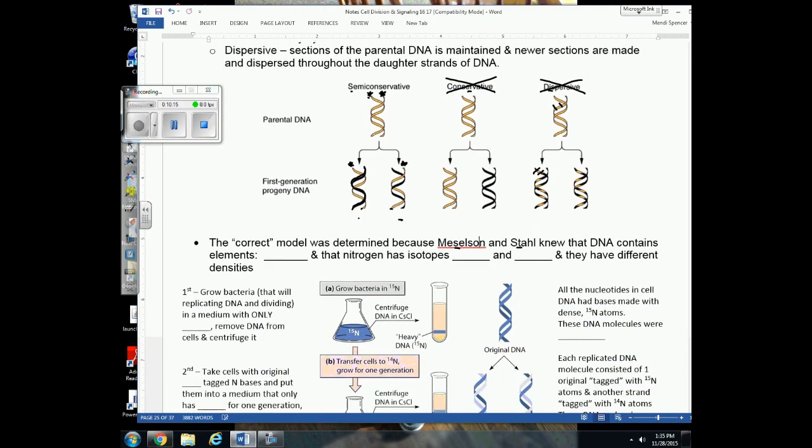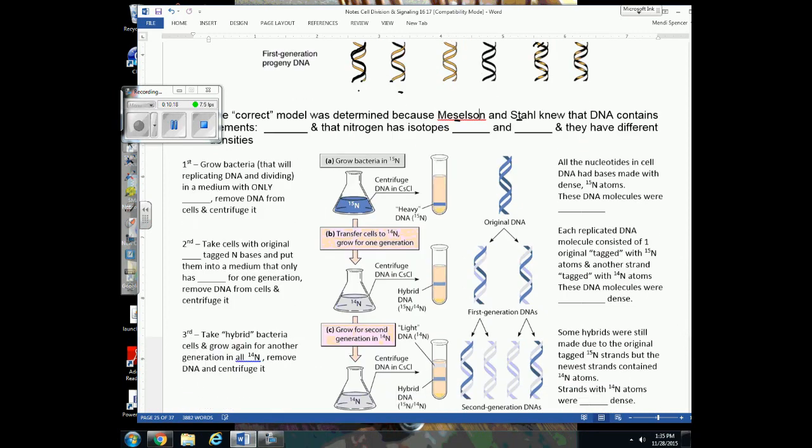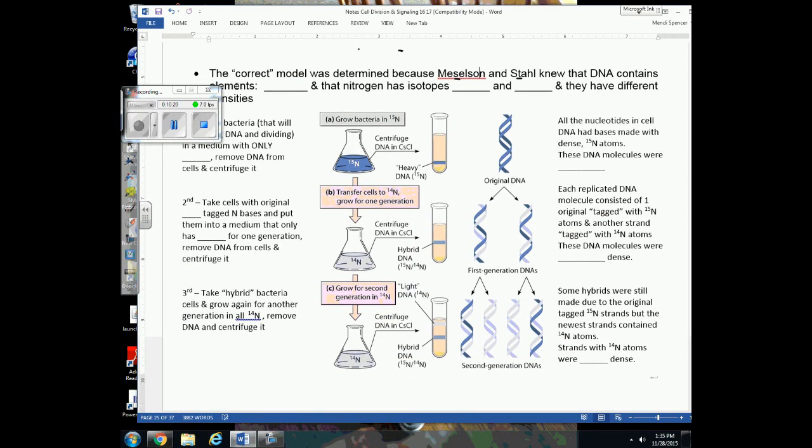Now, to prove which model was correct, Meselson and Stahl set up the following experiment. AP loves to ask you questions about experiments like this. Now, technically, the Meselson and Stahl experiment is not one that you need to have memorized. In the next unit, there are going to be specific scientists that you need to have memorized. You need to memorize their contributions to the discoveries of DNA. These guys weren't listed as one of them. But still, they can give you this information, and you have to be able to come up with conclusions based on the data from the research.